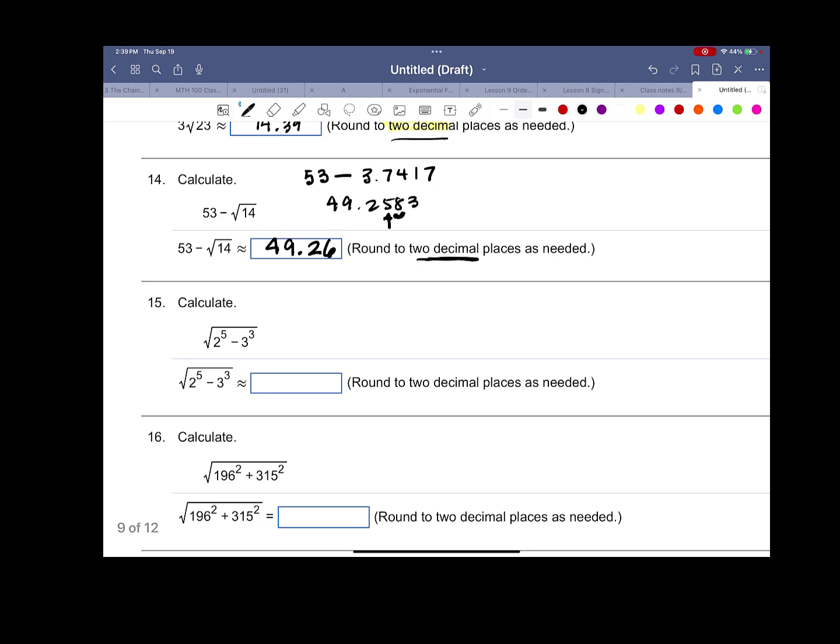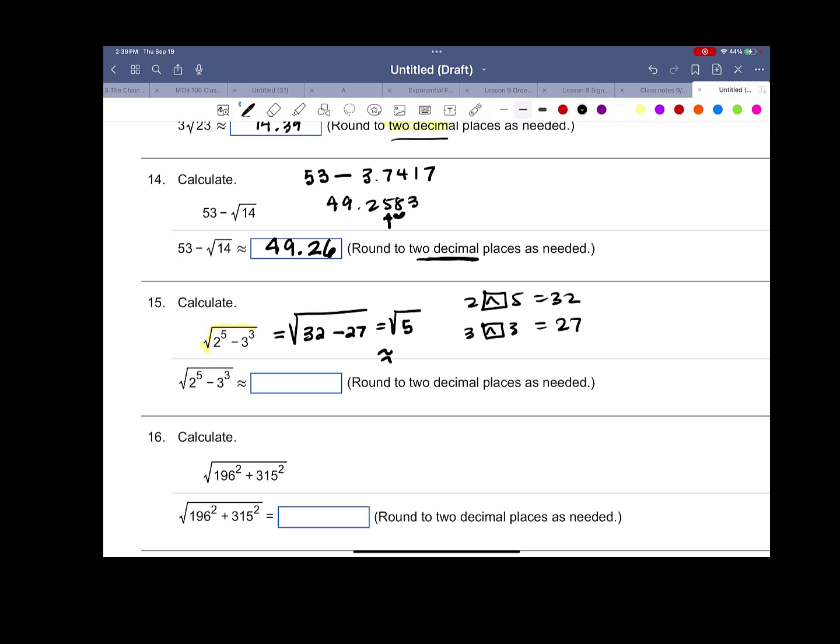Example 15. We have a grouping symbol. This time, this square root is a grouping symbol. But within the square root, I've got exponents. So I need to do the exponents first because I'm working on the inside. So 2 to the 5th, 2 caret key 5, is 32. And 3 to the 3rd is 27. So it's 32 minus 27. Now do what's inside that. That's going to be the square root of 5.